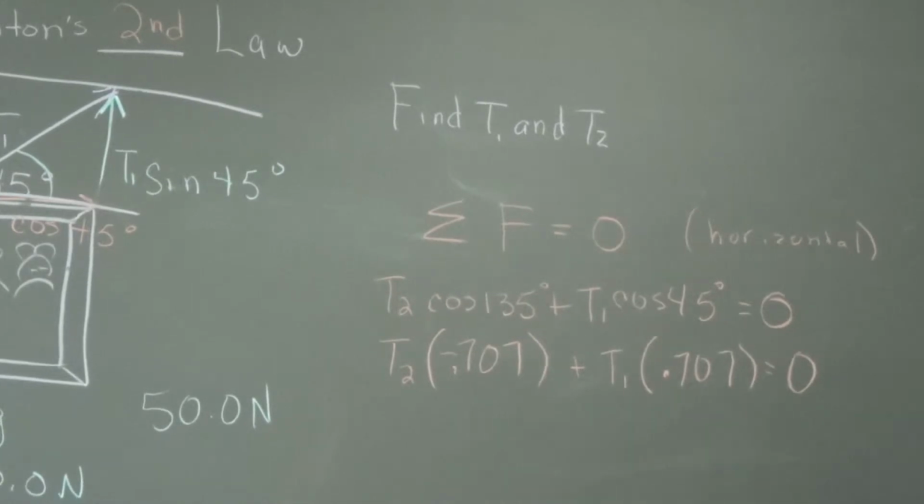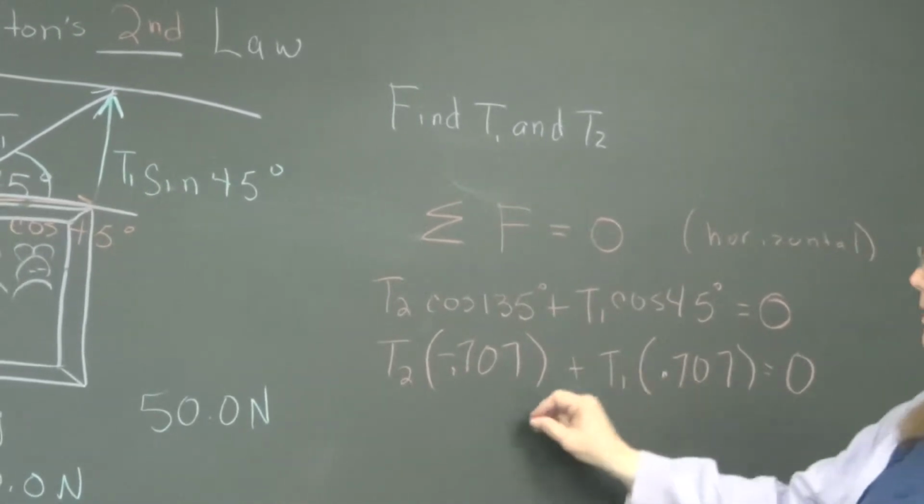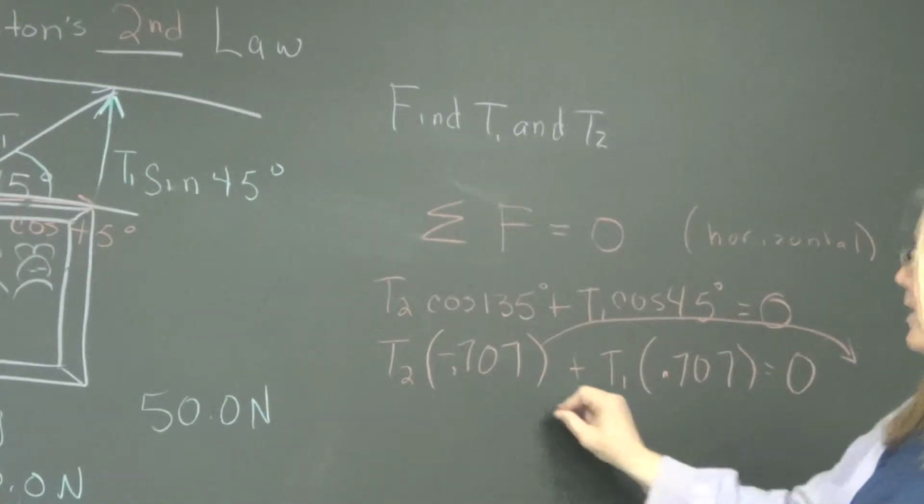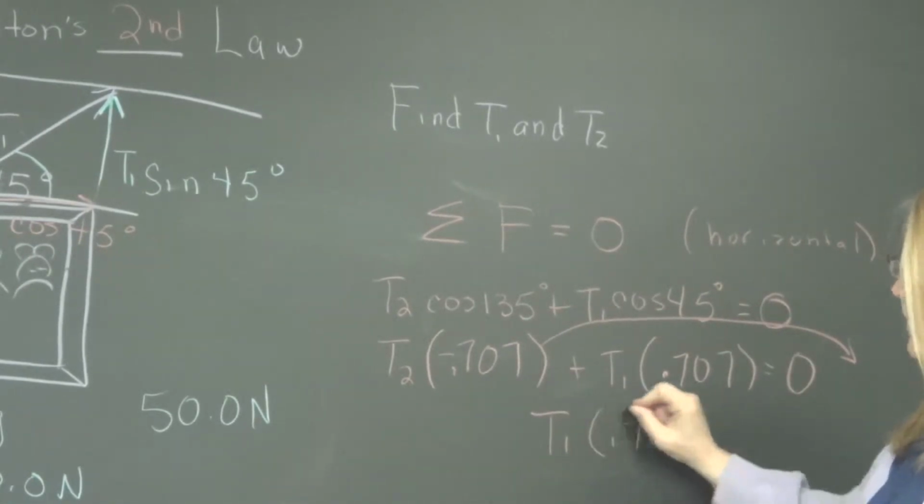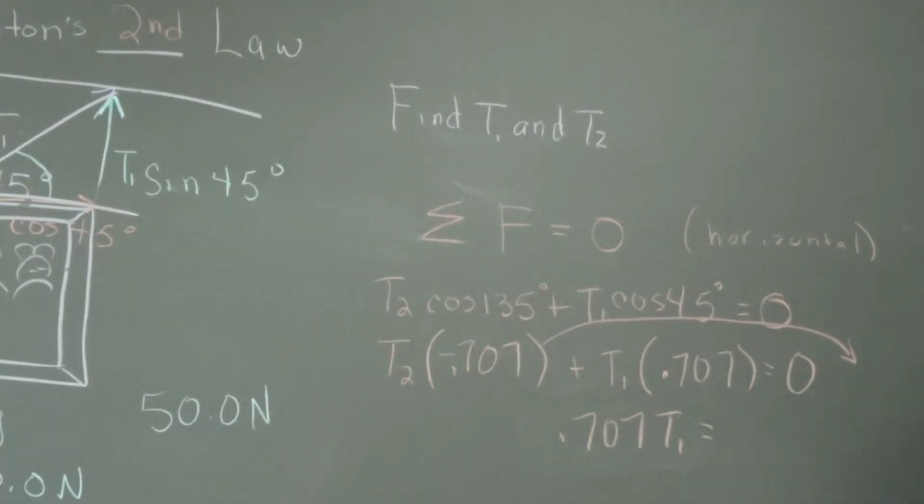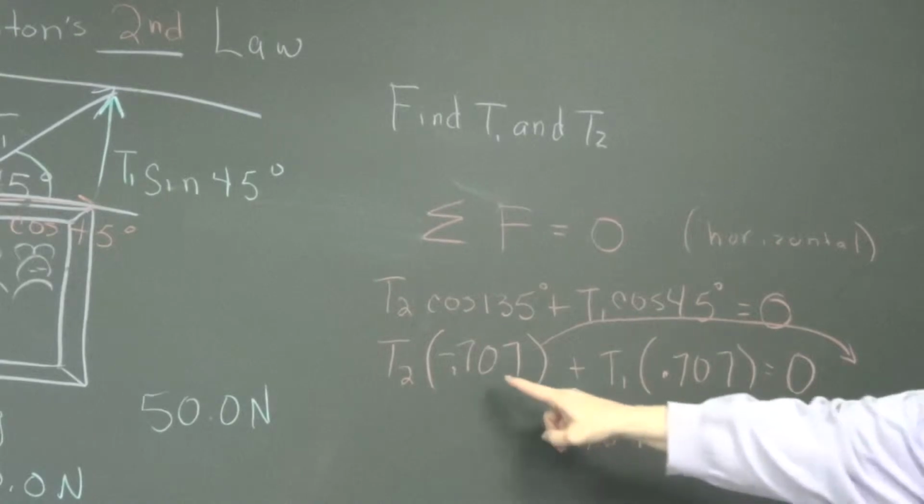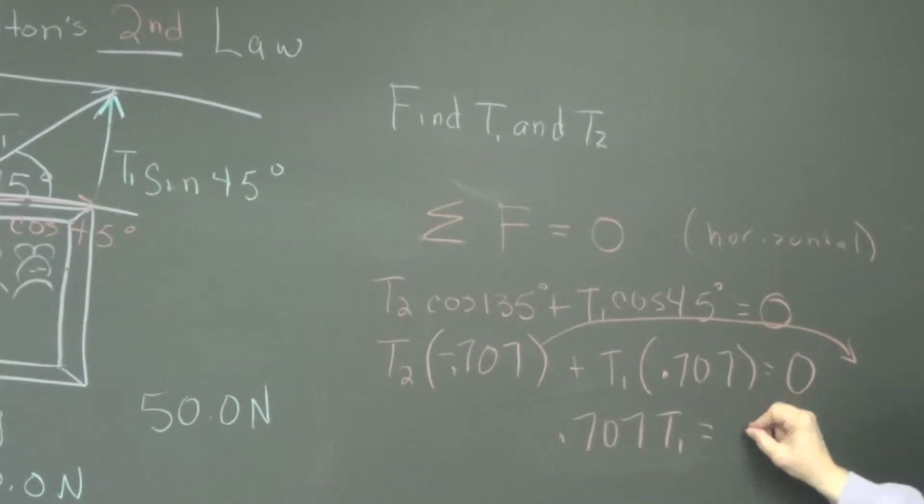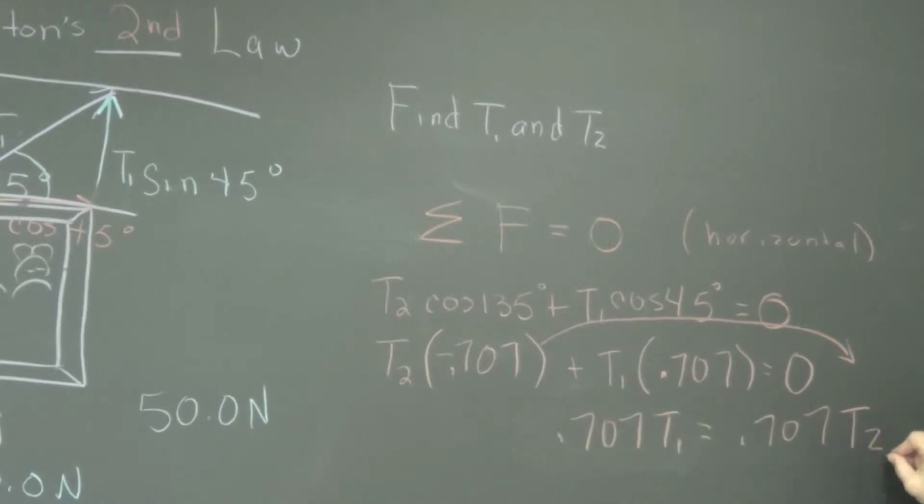Alright, so I'm solving for either T1 or T2. I'll move T2 to the other side of the equation so that everything will be positive. I'll put 0.707 T1, in front, it just looks nicer there. And I move, by addition, the negative 0.707 T2 over here. And I continue to solve by dividing both sides by 0.707. And when I finish, I get T1 equals T2. So that's not very helpful, is it?